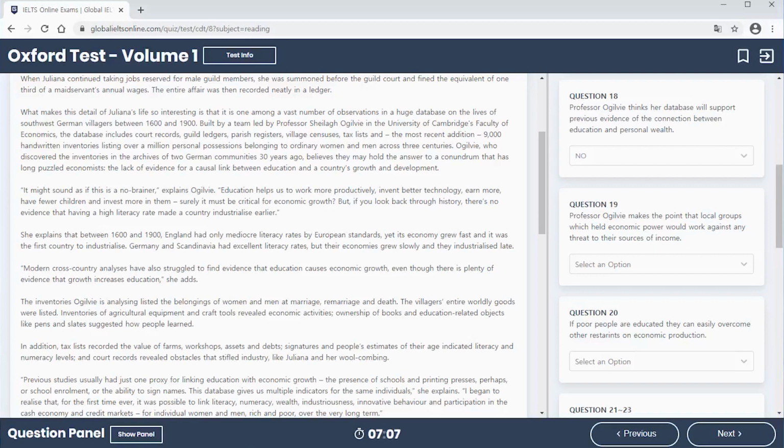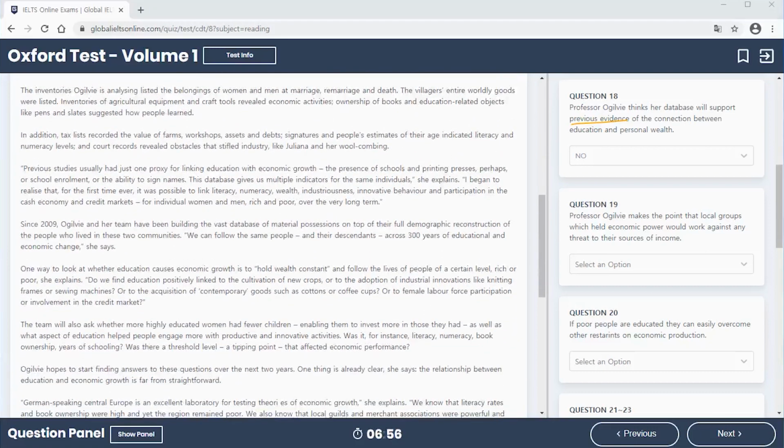So here she's saying previous studies is a synonym for previous evidence. Scroll down a little bit more, sorry. So previous evidence, previous studies, just one proxy for linking education and economic growth. And linking education with economic growth is similar to the connection between education and personal wealth. However, it's saying that her database will support previous evidence, while she just says that there's only one proxy.